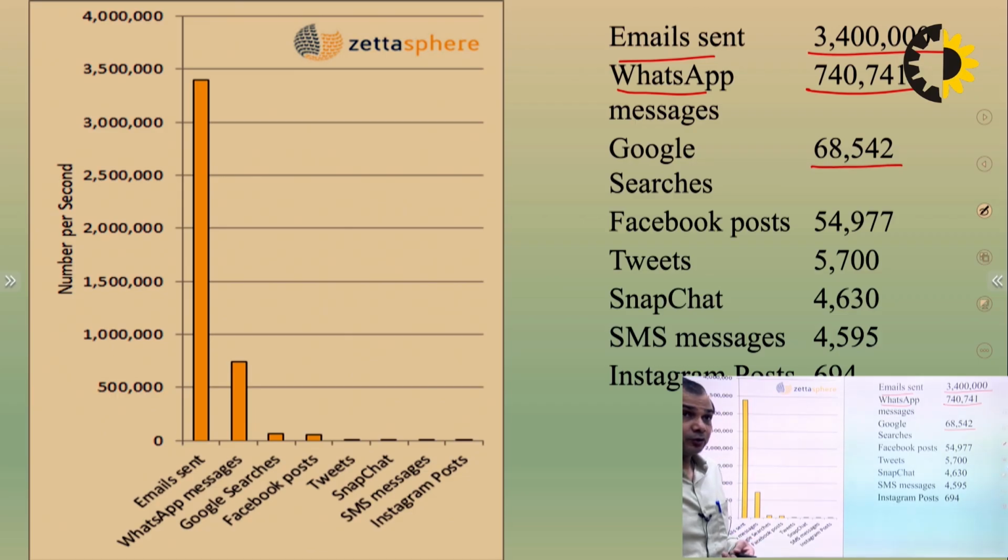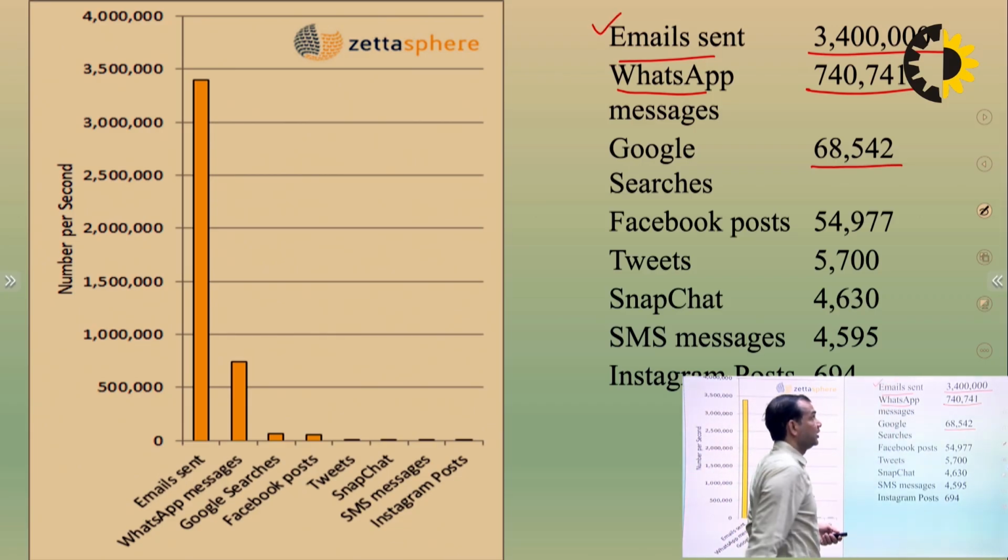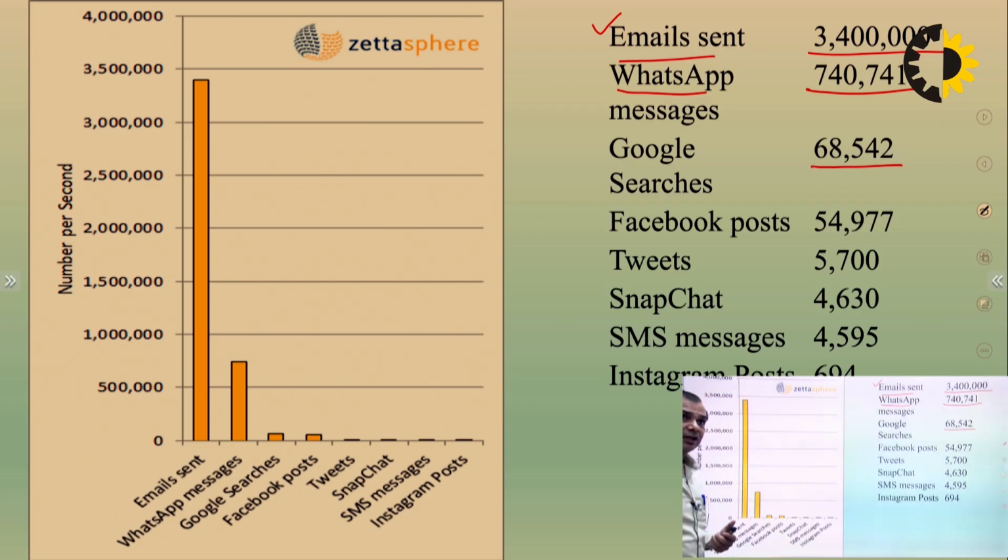It increases day by day. So we show every day through a diagram. The highest value is emails; everyone uses emails. As the number of seconds increases, the largest volume is emails sent, then WhatsApp messages, then searches, then Facebook posts. So we produce a large amount of data day to day.